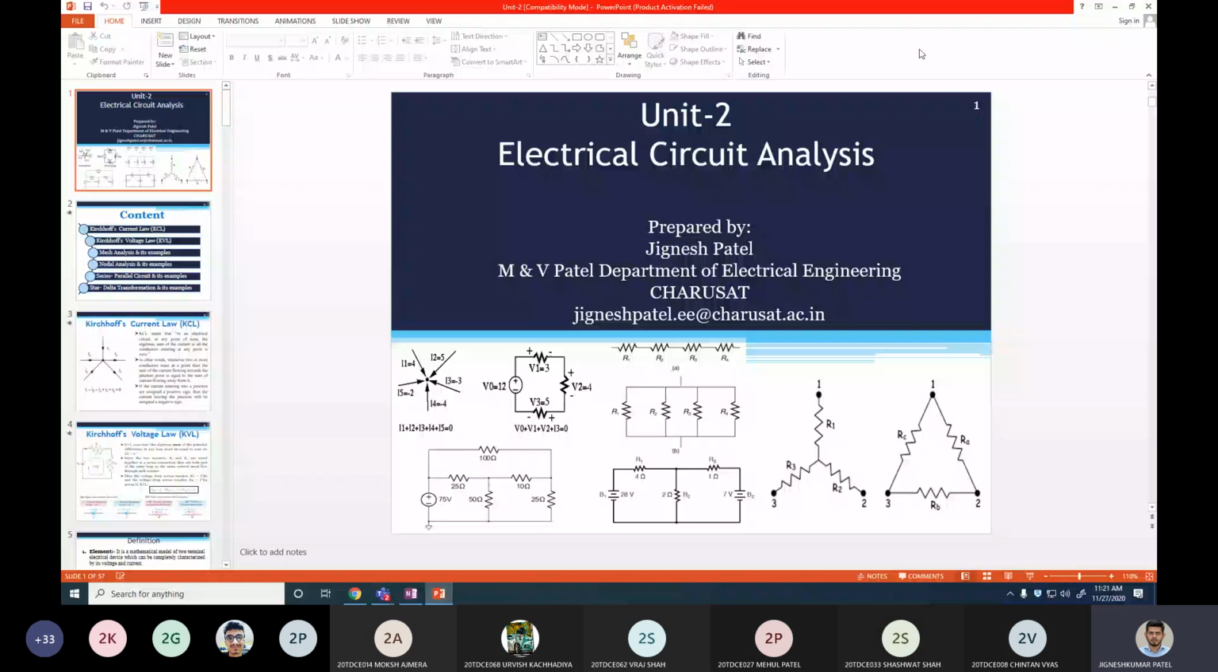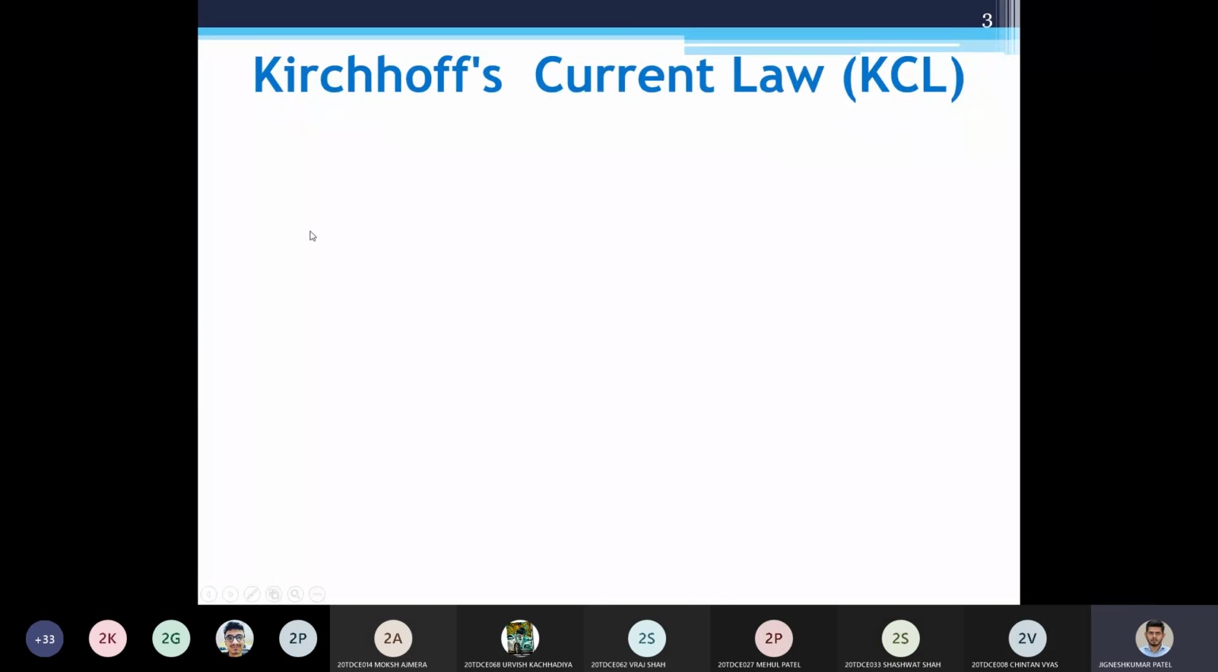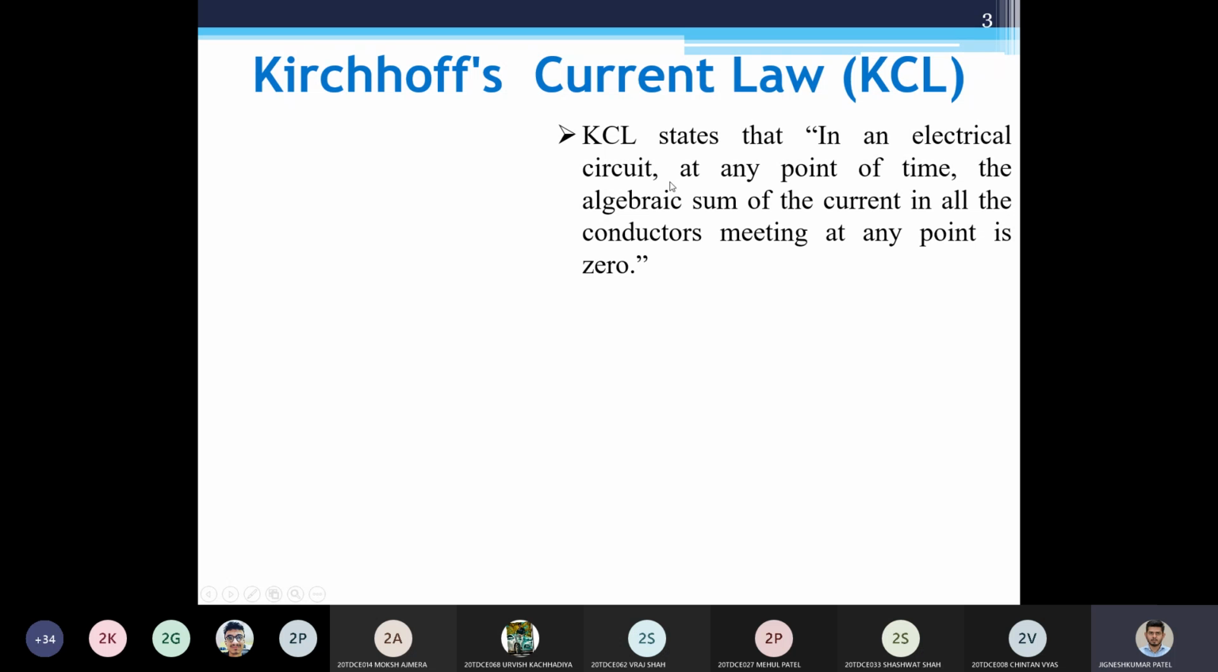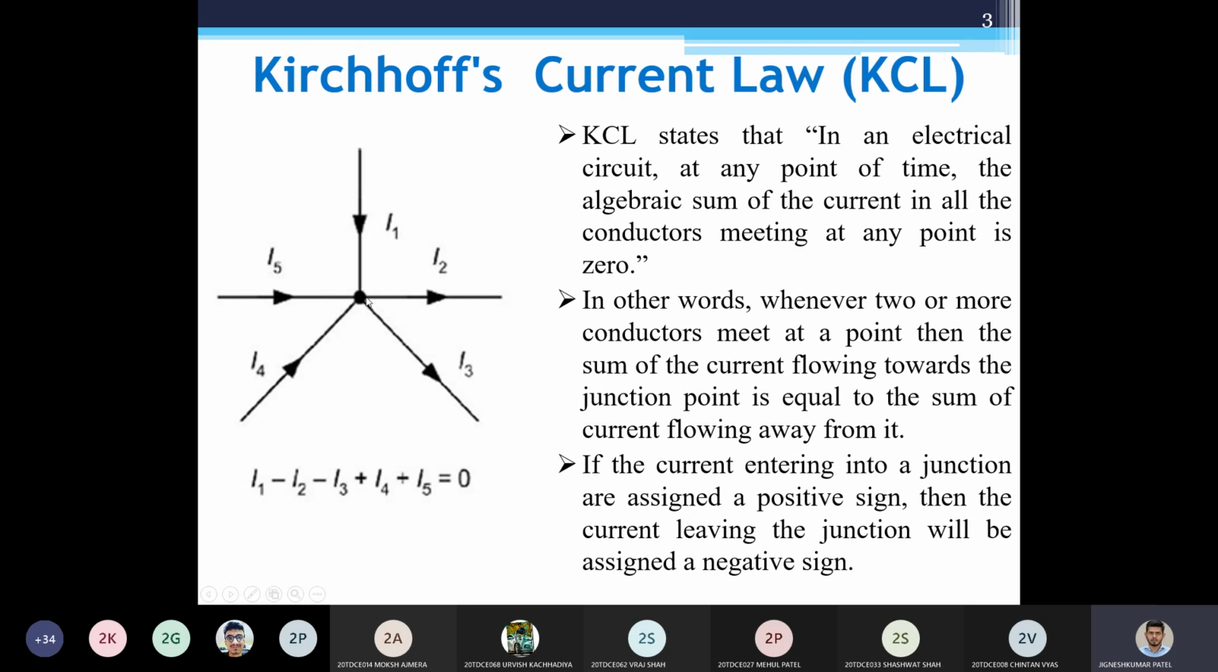Okay, so initially when we started this chapter, we started with KCL, and we know that KCL states that if you have a node in your circuit, the algebraic sum of all the currents coming in and going out, keeping the sign, like if I consider incoming current as positive and outgoing as negative, would always be 0.